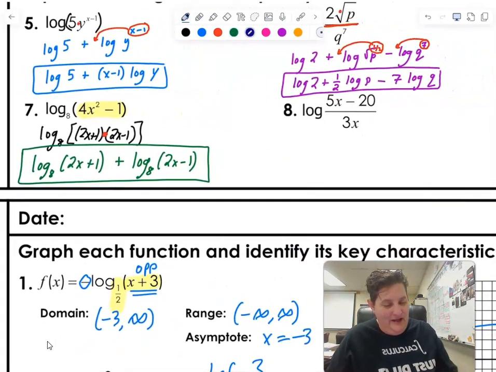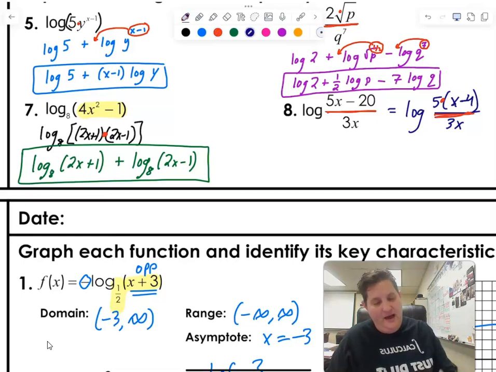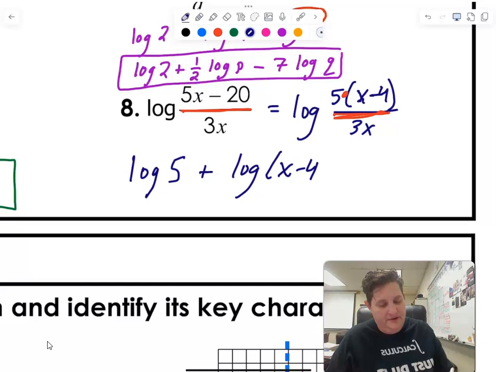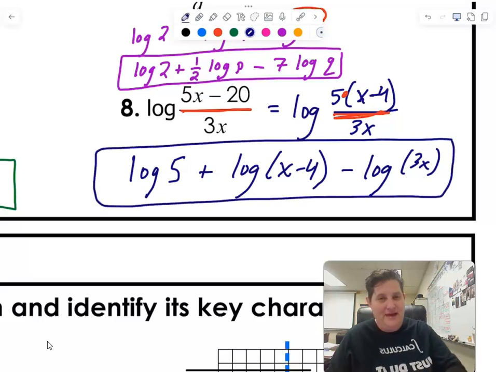And then this one, we talked about in class, it's divide. If you just want to expand it and put a minus in between, that's fine. I don't think I'm going to give you anything quite this tricky, but 5x minus 20 is the same thing as 5 if you factor it out, (x minus 4). So I think that's probably what they're looking for. There's a times and a divide. I would just give it to you the second way though. So it would go like this: log 5 plus log (x minus 4) minus log 3x. And there's your answer. So that's what expanding looks like.